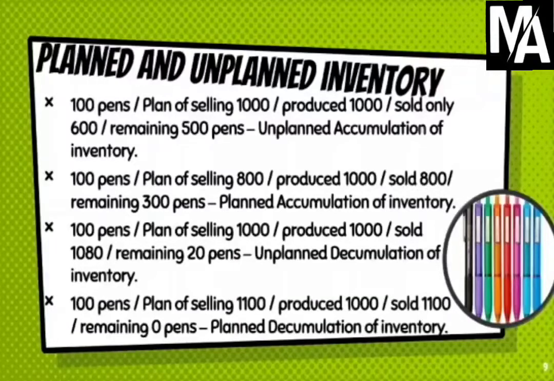And the final example, once again 100 pens as opening stock and the person plans on selling 1100 pens. So he produces 1000 pens thinking that he is going to sell the entire stock of 1100. And definitely things go according to that person's plan. He sold 1100 pens and there are no pens remaining with him. This is called planned decumulation of inventory or reduction in the value of stock as per the plan.